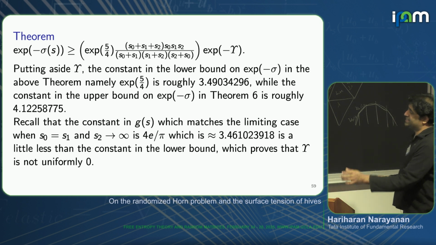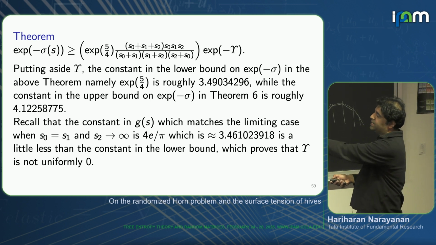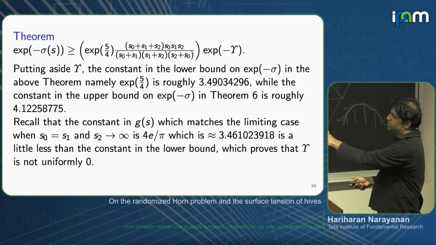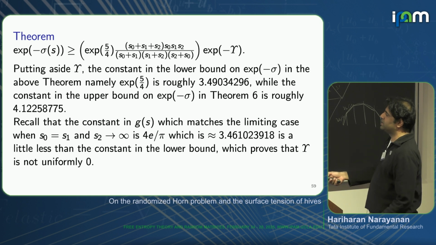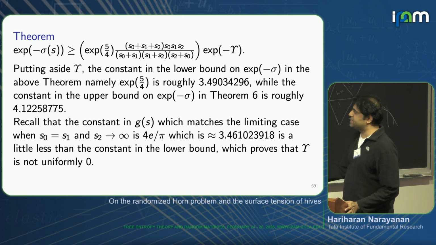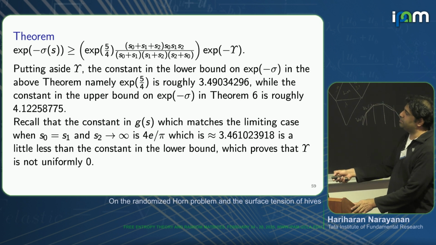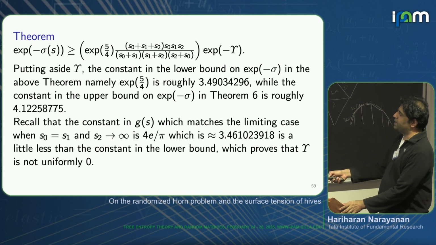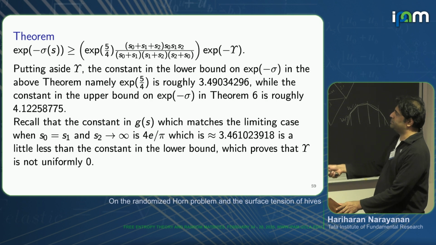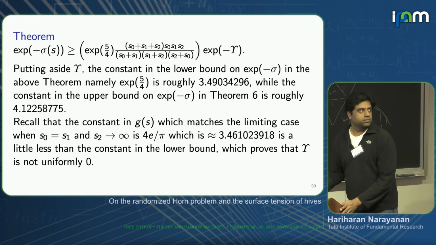And this actually shows that gamma is not always 0. This we can prove because basically this limiting behavior at the boundary is known, and that 4e by pi doesn't match up if you substitute.